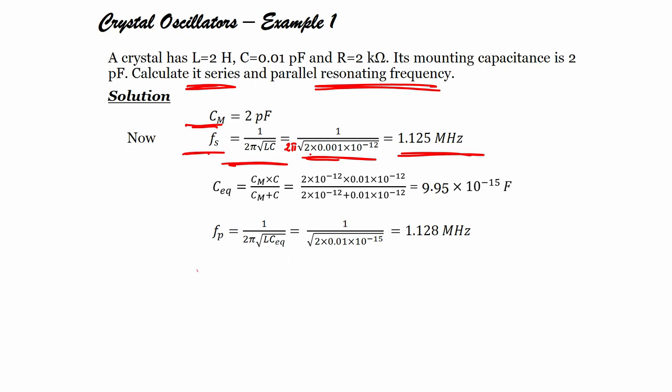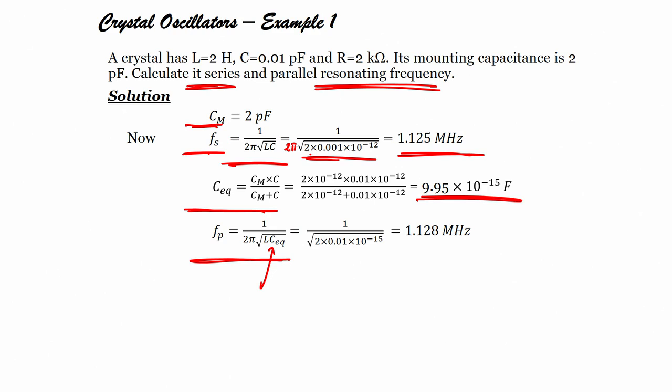Okay, excellent. Now we know what FP is. FP is 1 by 2 pi under root of L C equivalent. That means we have to find C equivalent. For finding C equivalent, we already know the formula. C equivalent is nothing but CM into C divided by CM plus C. We will put the value of CM. CM is 2 picofarad and C is 0.01 picofarad. So, 2 into 10 to the power minus 12 into 0.01 into 10 to the power minus 12 divided by 2 into 10 to the power minus 12 plus 0.01 into 10 to the power minus 12. That will give us nothing but 9.95 into 10 to the power minus 15 farads.